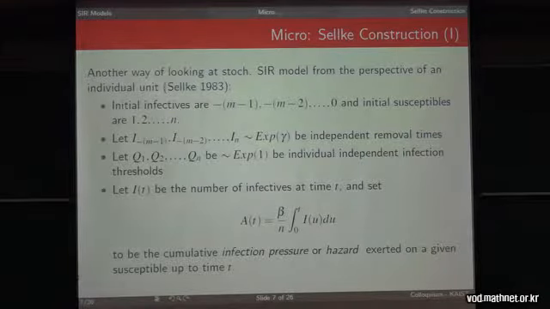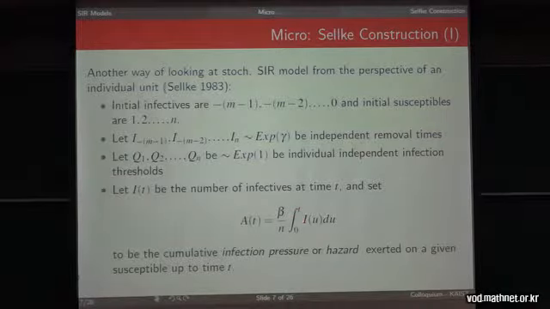So Sellke proposed a very simple algorithm for doing something equivalent to the Gillespie simulation model. Basically he said, okay, for each one of these susceptible individuals, let's independently create an exponential random variable with unit rate, and let's call this a threshold for that particular individual.